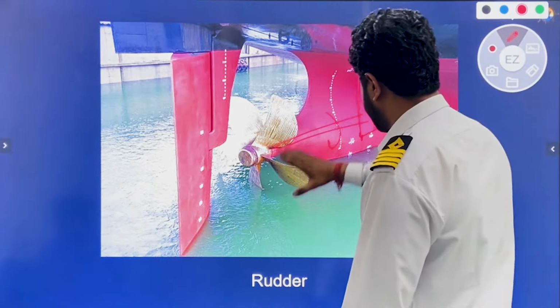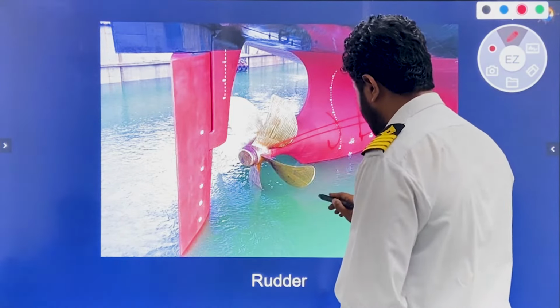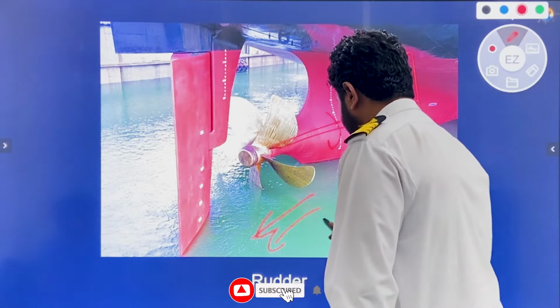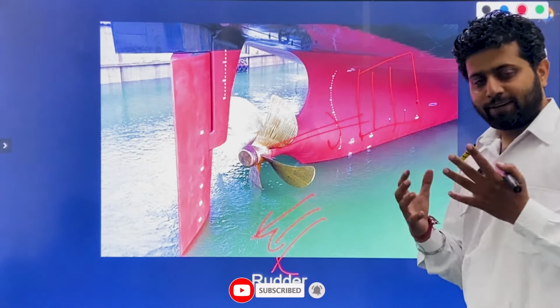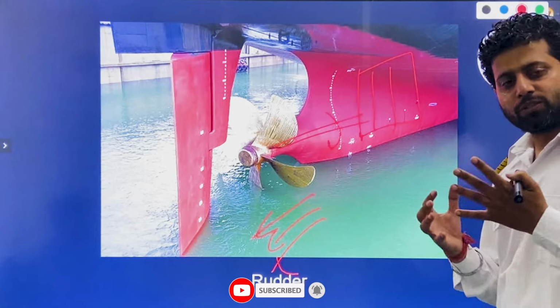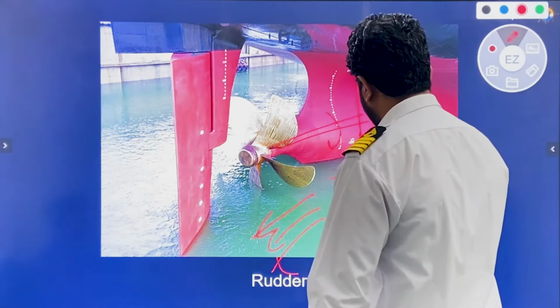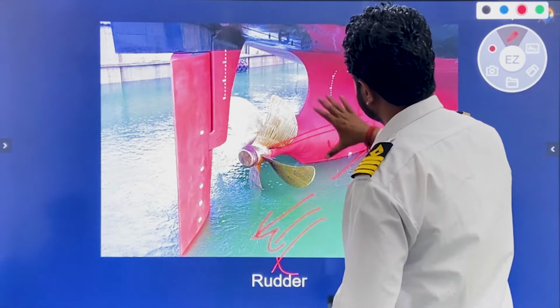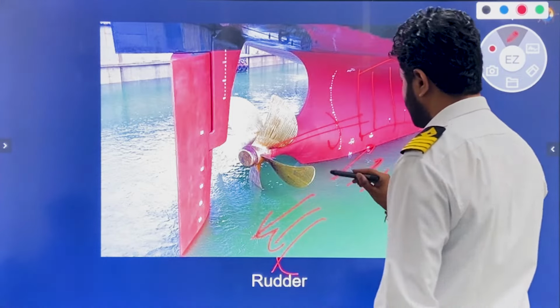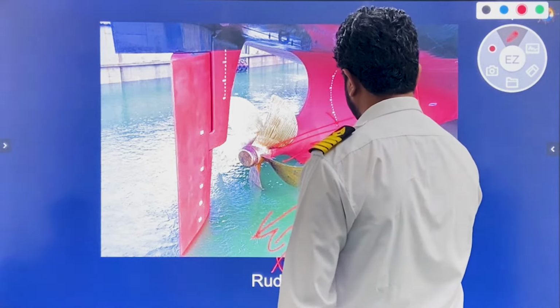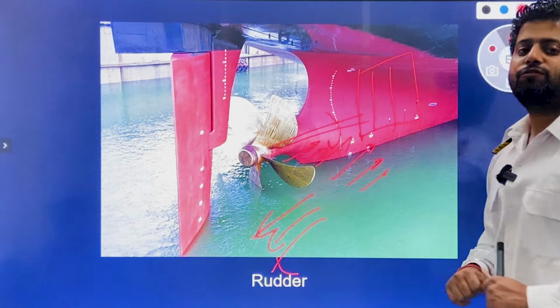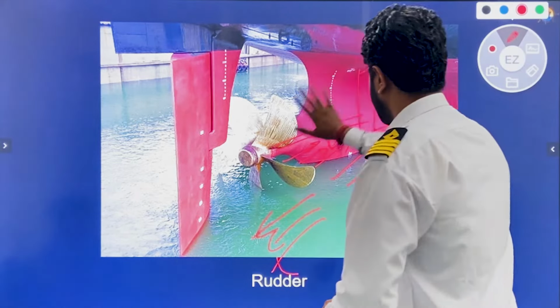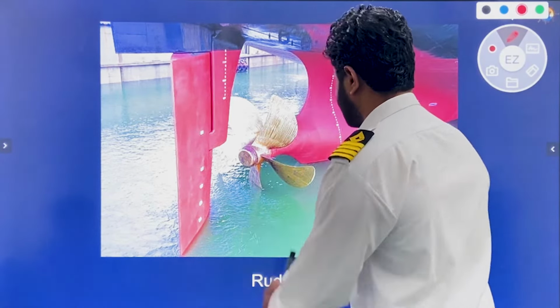So when it is inside the water, it starts cutting the water and throws it backwards. When it throws it backwards, for every action there is an equal and opposite reaction, as per Newton's third law. A thrust in the forward direction is generated, which acts on the hull of the body. Ye jo force hai, ye hull pe lagti hai, on the body of the ship. And the ship moves in forward direction.